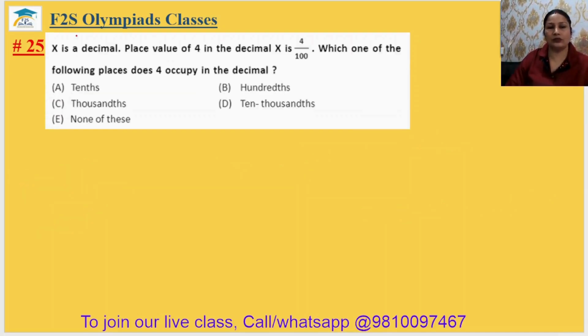Come to question number 25. X is a decimal. Okay. Place value of 4 in the decimal is 4 by 100. Which one of the following places does 4 occupy in the decimal? 100th part. तो 25th answer हो जाएगा आपका B.